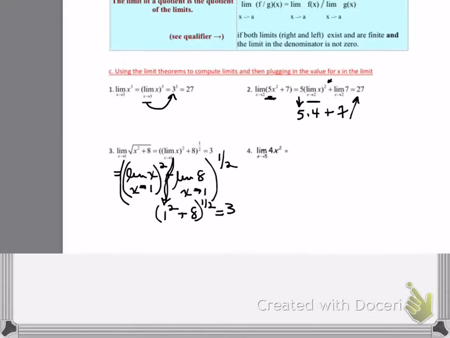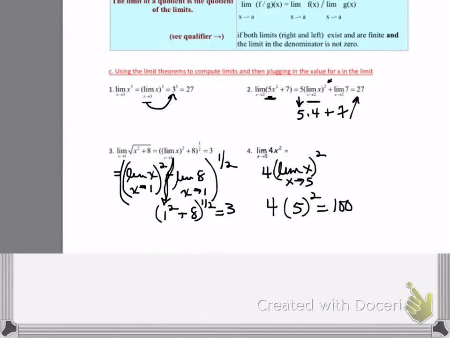Now, can we do this next one? The limit as x approaches 5 of 4x squared is going to be 4 times the limit of x squared. So the limit of x as x approaches 5 will be 5. So I have 5 squared, which is 25, times 4, which is 100.